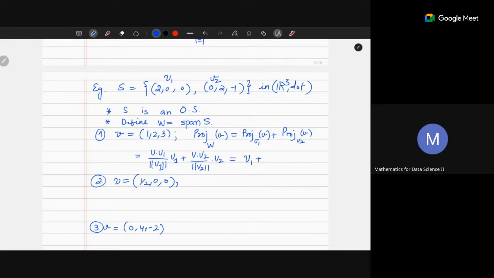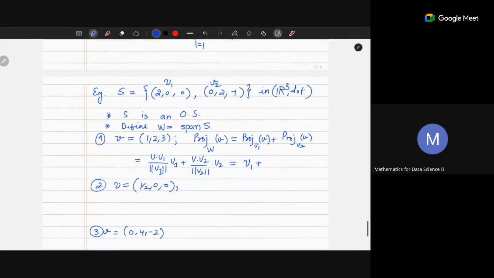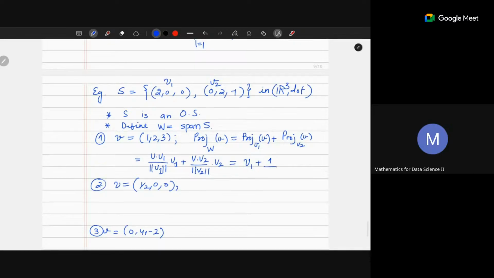Right. 1 divided by norm of V2. What is norm of V2? Norm of V2 is root 5. 4 plus 1, square root. So it is root 5. Right. And then we have V2. So it is root 5 V2. Right. No issues.